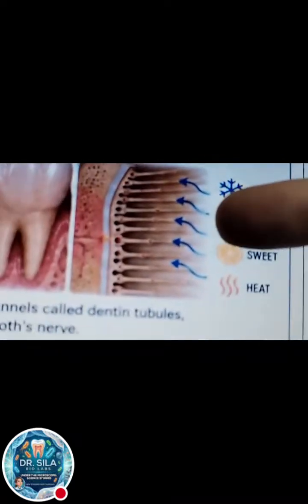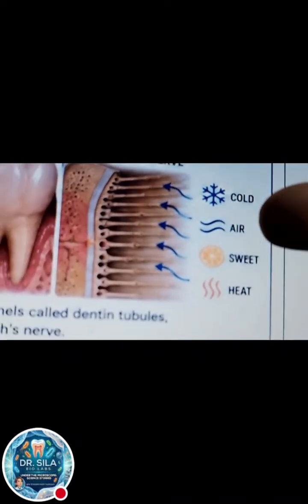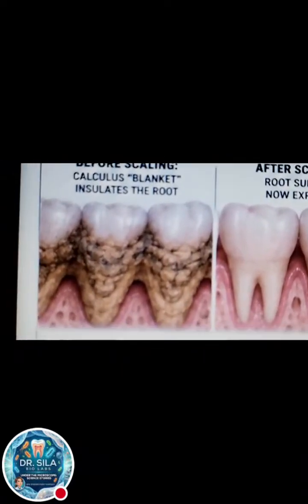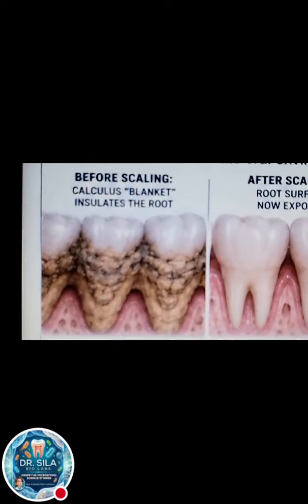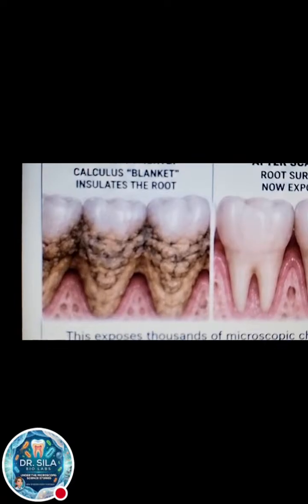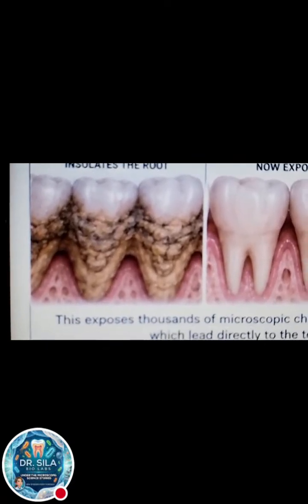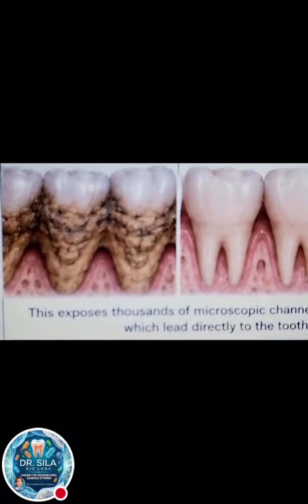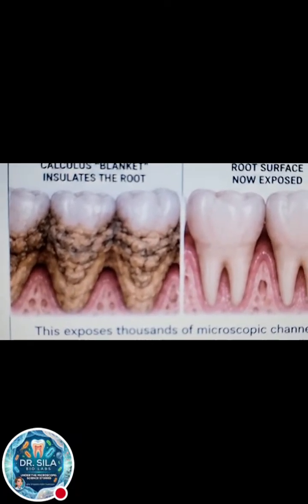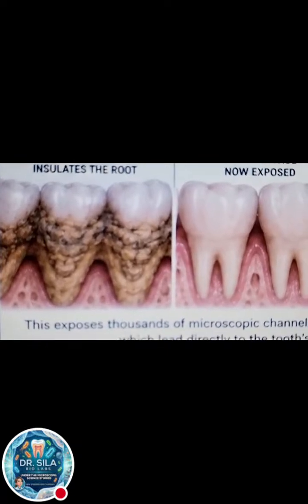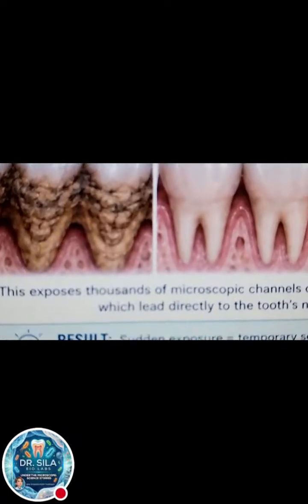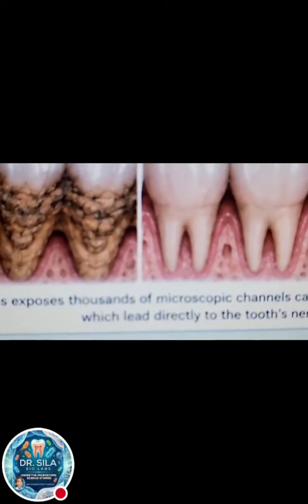Exposed dentine tubules and nerves. But don't worry, it will heal with time. This exposes thousands of microscopic channels called dentinal tubules, which lead directly to the tooth nerve. Sudden exposure, temporary sensitivity to hot, cold, or air. As your mouth continues to heal, the sensitivity will improve and eventually disappear.